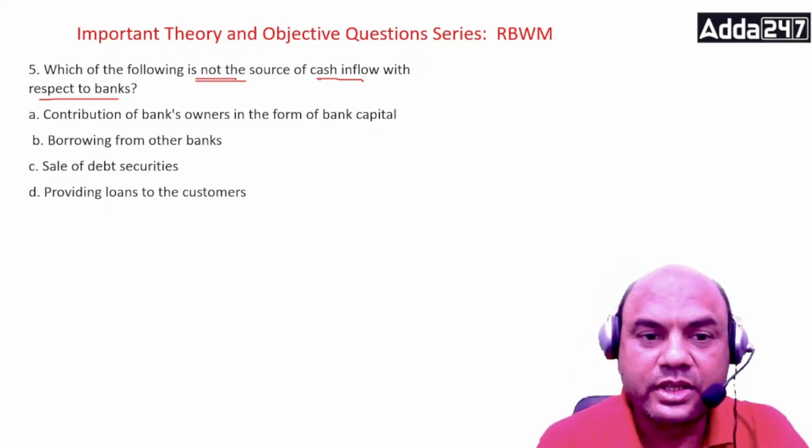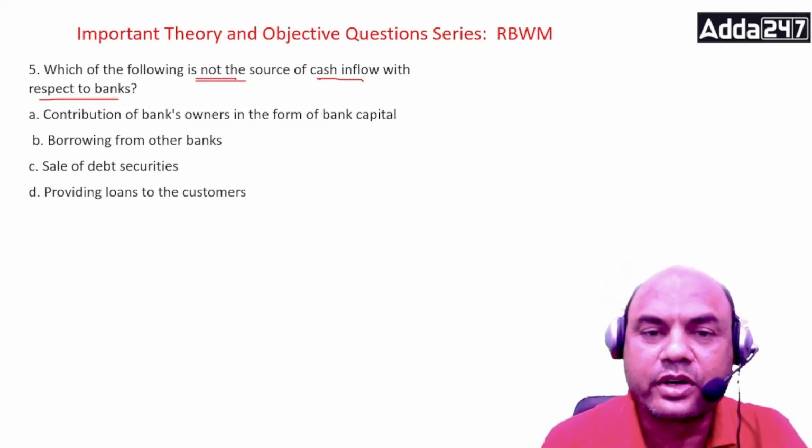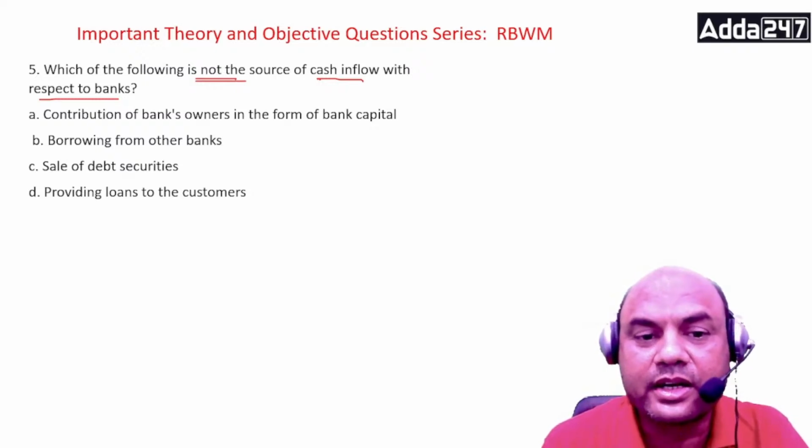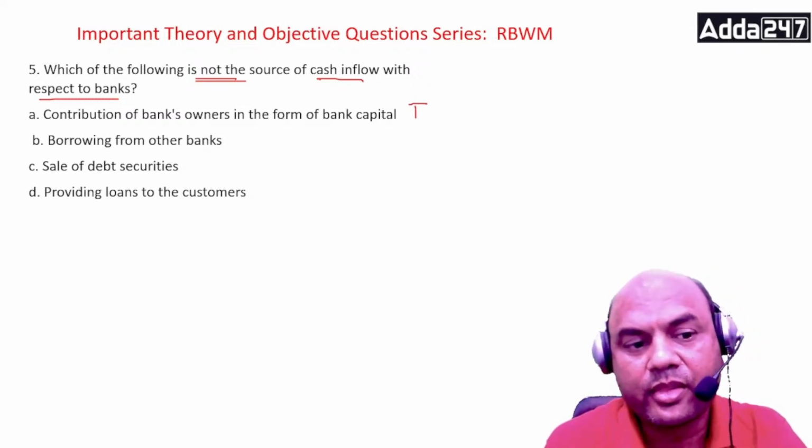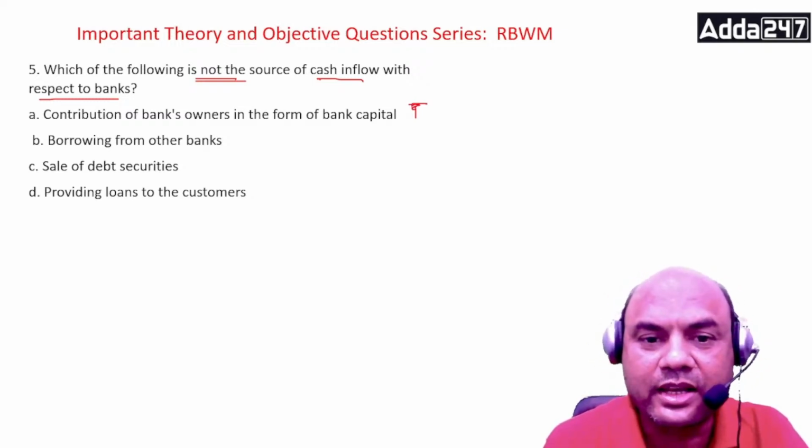Contribution from bank's owners: obviously, whatever money the owners keep is called capital, and that is infused in the bank only, right? So this is true, it is a source. I'll write not true and false, I'll write source.